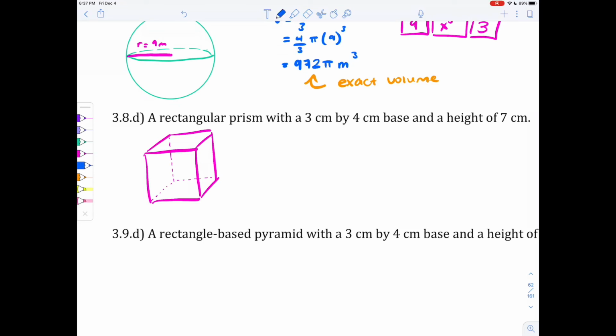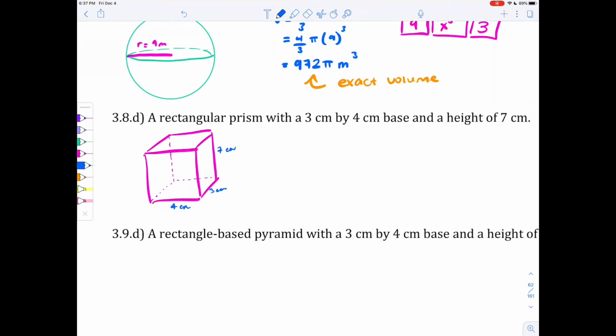In any case, I've got a 3 centimeter by 4 centimeter base. Oh gosh, does 3 go here and 4 go there? Maybe it's the other way around. Doesn't matter. I can just tilt this box on its side. It's still going to hold the same amount of Lego. So I'll just call this 4 centimeters. This can be 3 centimeters. And its height here will be 7 centimeters.